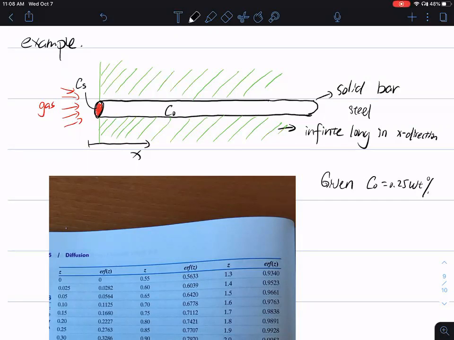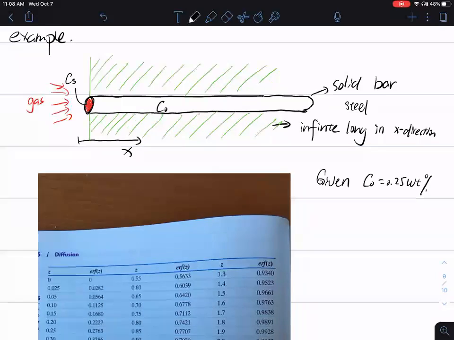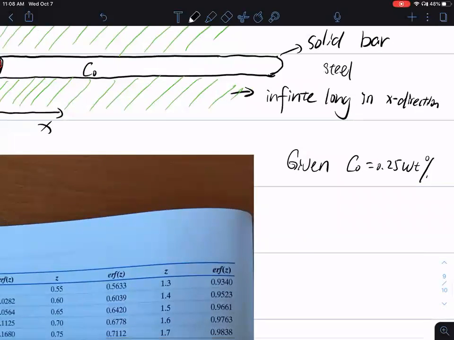wt%. What is wt% again? Quick review here. We learned wt% and at% from chapter 4. That's called weight percent. How do we calculate weight percent? That's when you have mass divided by the total mass times 100%. That's weight percent. Okay, the initial concentration of carbon is 0.25 weight percent.